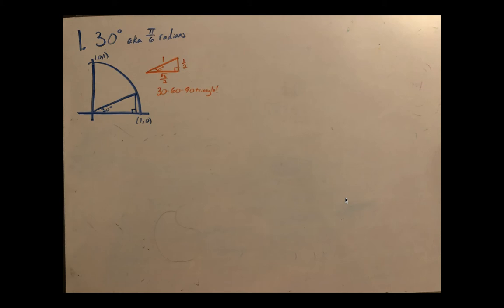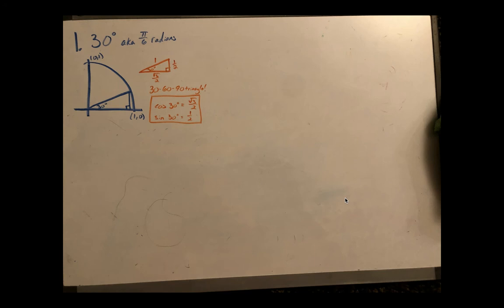And then that allows us to learn that the cosine of 30 degrees is the square root of 3 over 2, because that's the length of the horizontal leg here. And the sine of 30 degrees is 1/2, which is the length of the vertical leg.